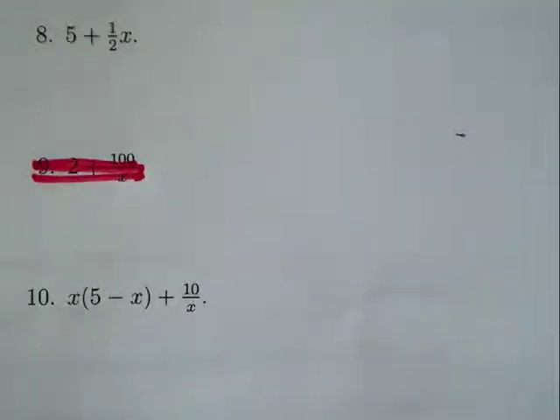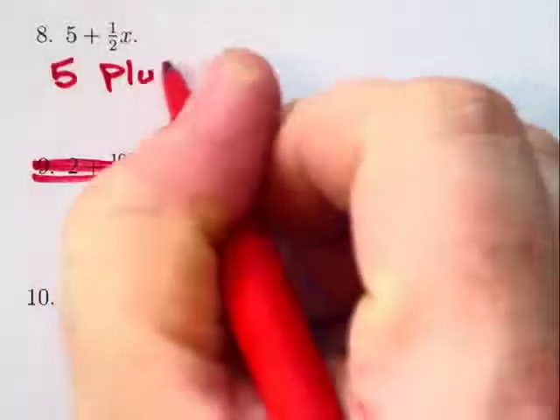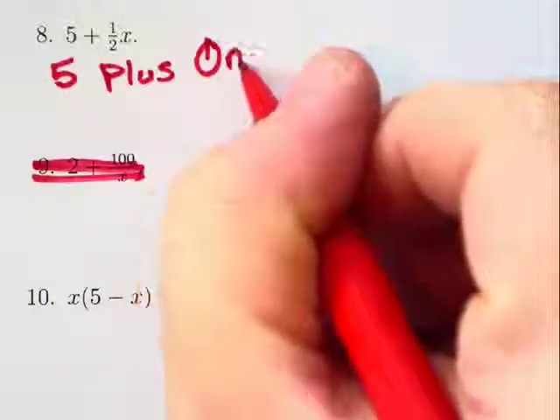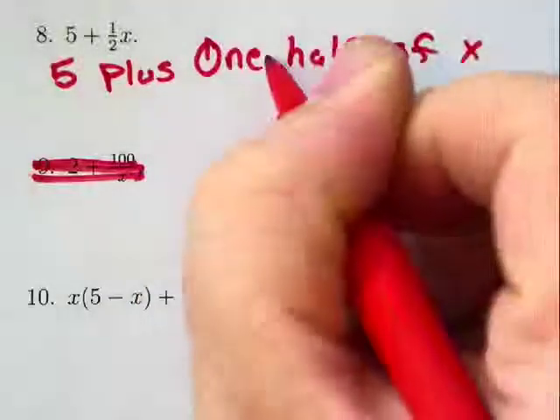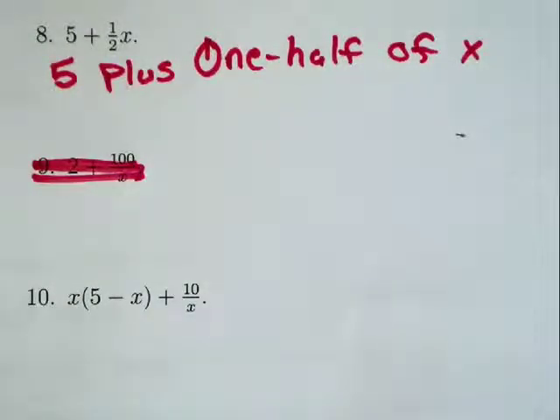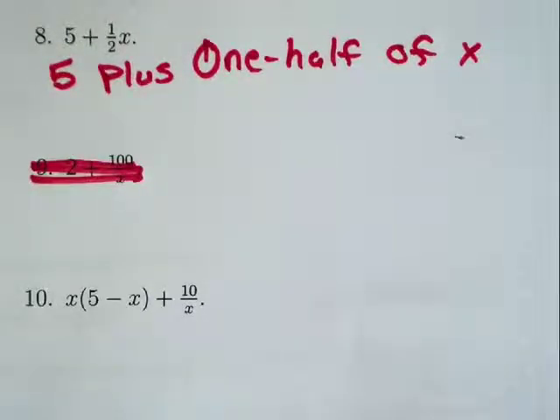Okay, number 8, 5 plus 1/2 of x. We'll just write it just like you read it. 5 plus 1/2 of x. That's perfectly fine. Another way to write that would be 5 plus the quotient 1/2 and then times x or something like that. That one's tricky. Just write that one simple. 5 plus 1/2 of x.